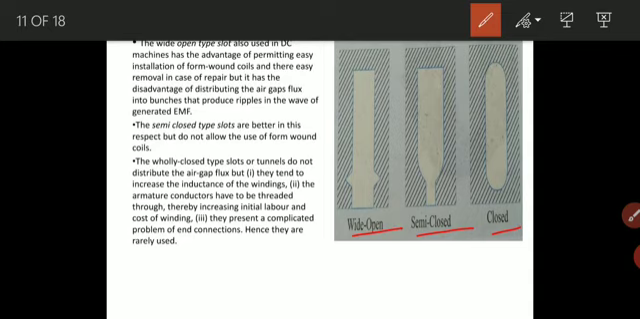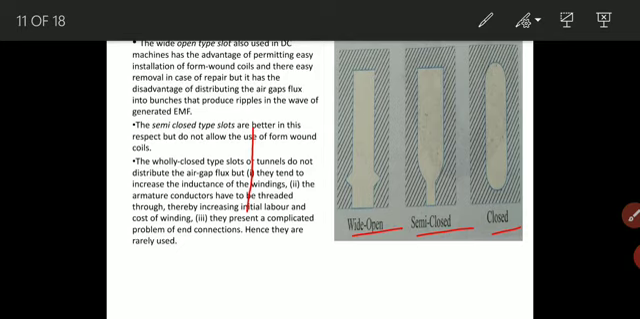Now we see what the advantages or disadvantages of these three types of armature slots are. So first we see the wide open type slot. It is also used in DC machines. This open type slot is also used in DC machines. And what is the advantage of this type of construction? It permits easy installation of form wound coils and their easy removal in case of repair.